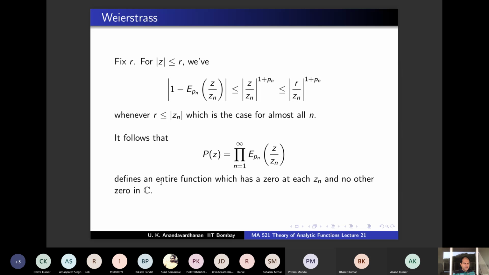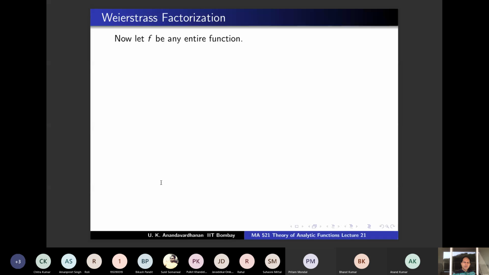So these Weierstrass elementary factors, if you take infinite products with those, they behave well. They are entire. So now let f be any entire function, and you're going to show that it has a Weierstrass factorization, meaning it can be written as a product of elementary factors. So any entire function can be factorized as a product of elementary factors.